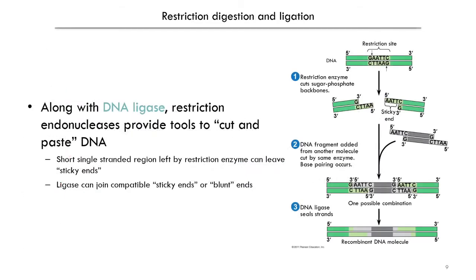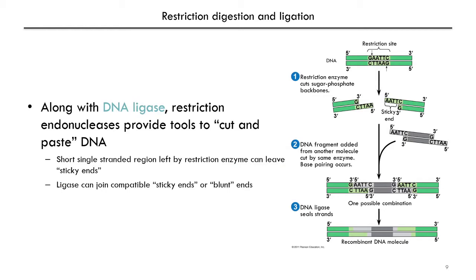The restriction enzymes from this bacterial defense mechanism can be useful for editing DNA in the lab. These restriction endonucleases, along with an enzyme called DNA ligase, provide tools for molecular biologists to cut and paste DNA. The restriction enzymes are analogous to molecular scissors, with which we can cut DNA at specific sites, and DNA ligase can glue cut pieces of DNA together.